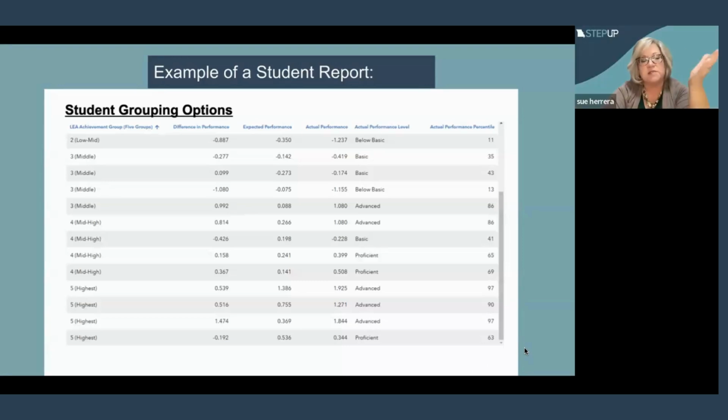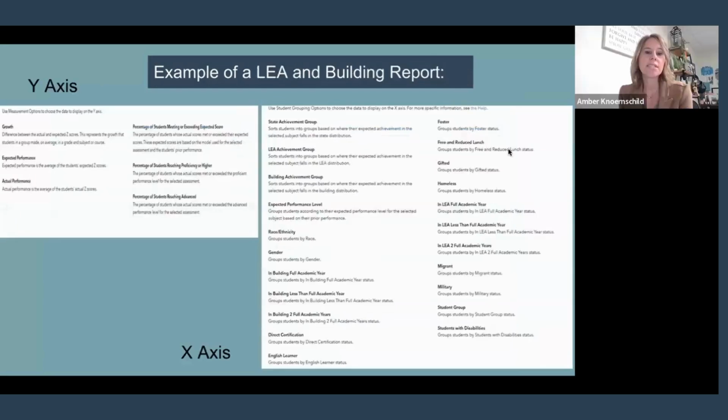So the next couple slides are snapshots, and then we're actually going to get in the MO-DVT tool. We're going to get in there and really show you what it looks like. But we wanted to front load all the info so that once we get in there, you know exactly what you're looking at. So this is an example of an LEA and building report.